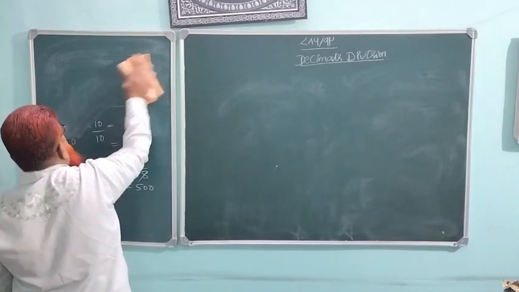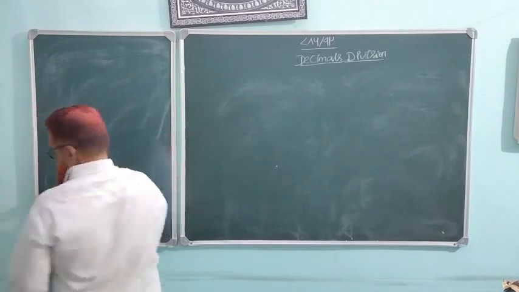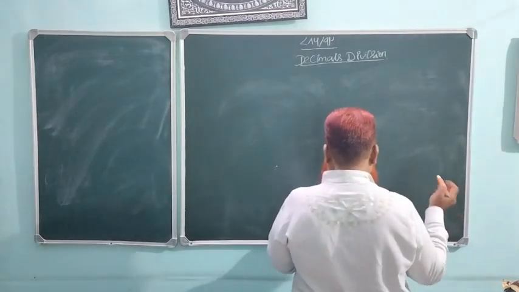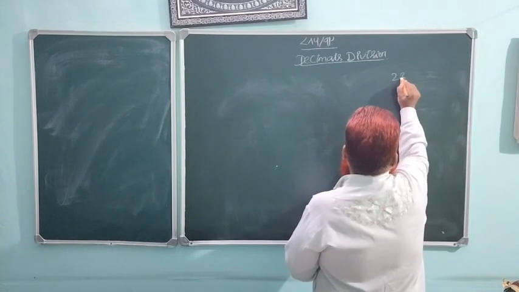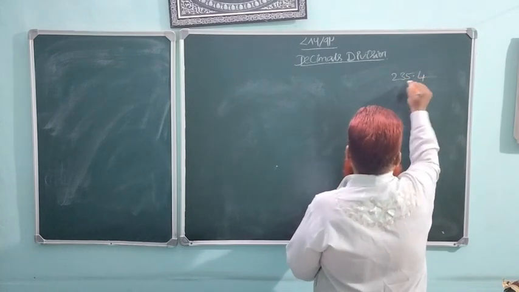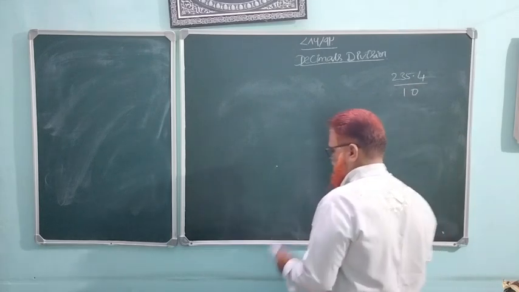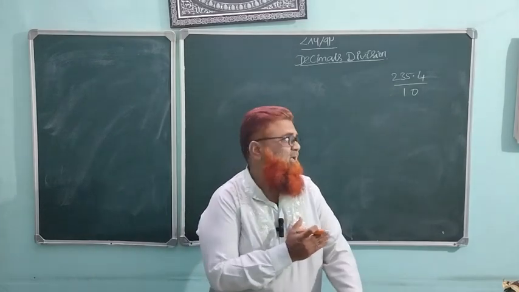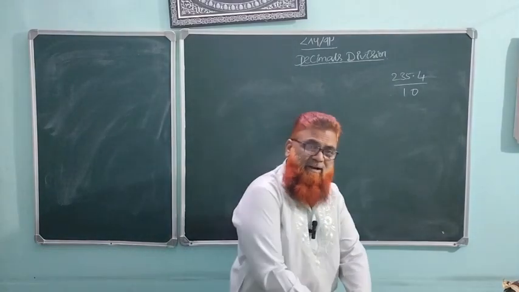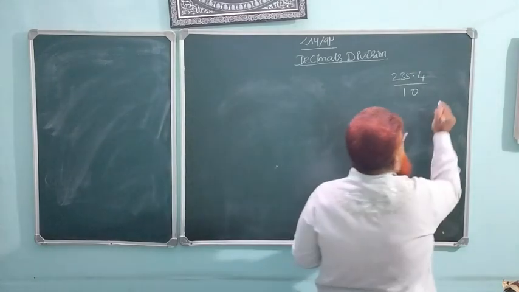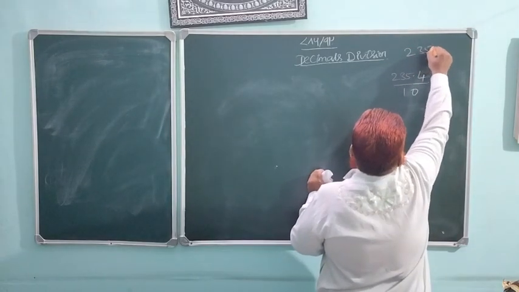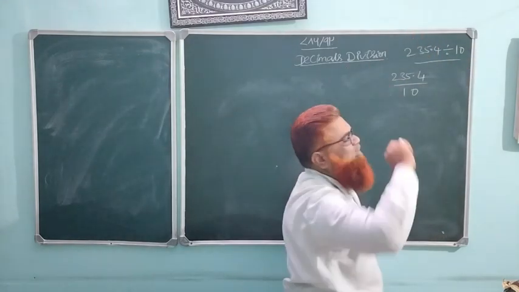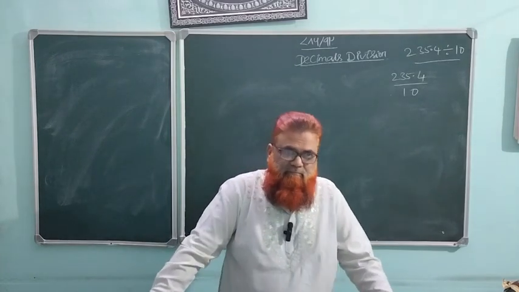Okay. Now coming to the next thing, here I am going to take some more examples for your understanding. 235.4 divided by 10. Okay. What should you do here? It can also be written like this: 235.4 divided by 10.